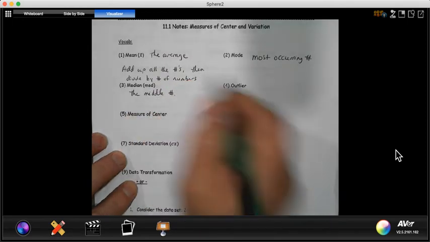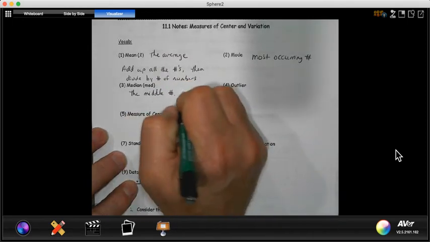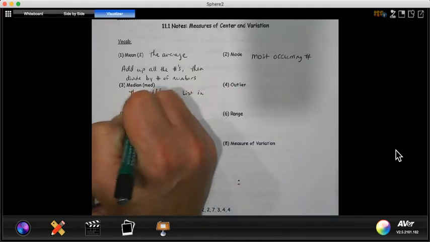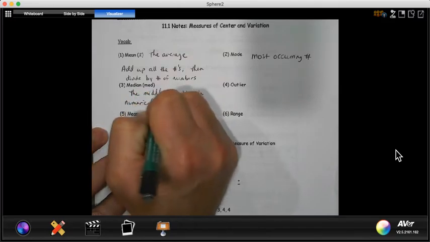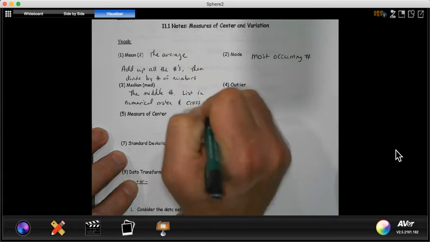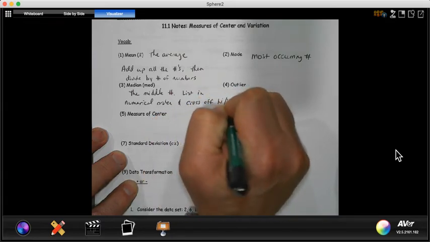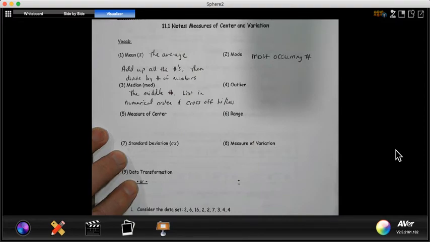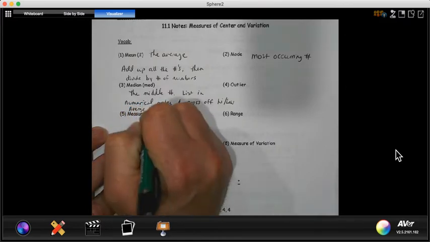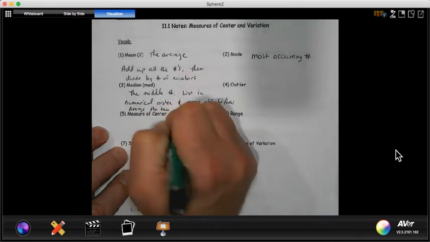So a couple things to remember. You got to list in numerical order, and then cross off high, low, high, low, high, low. Remember the middle number. If it's the middle number, that's the median. If there's two middle numbers, you got to average, so average the two that are left.